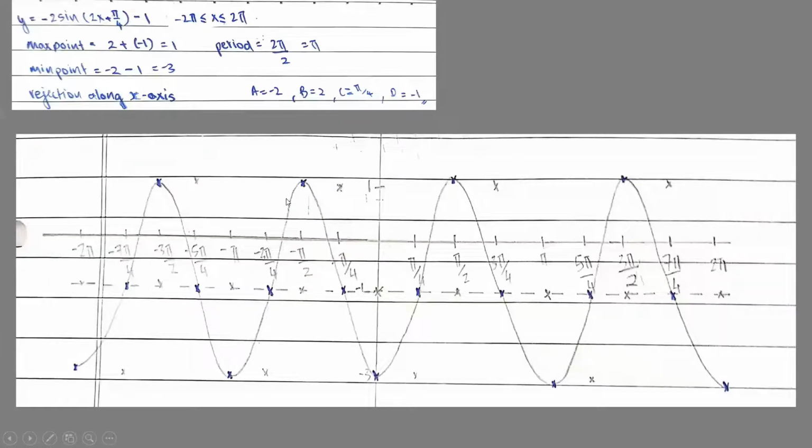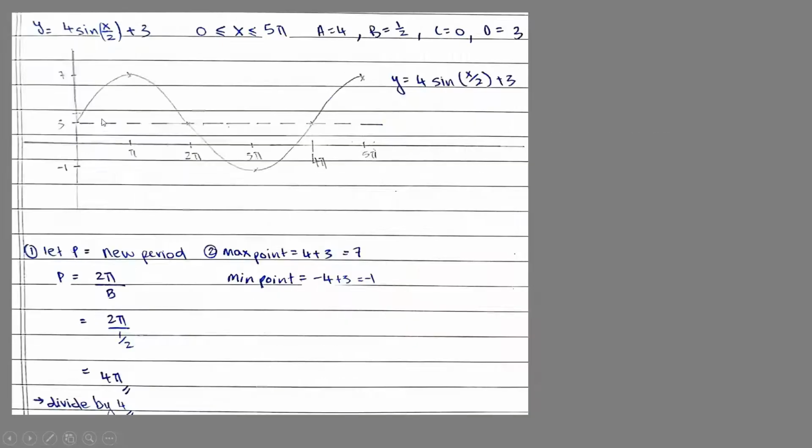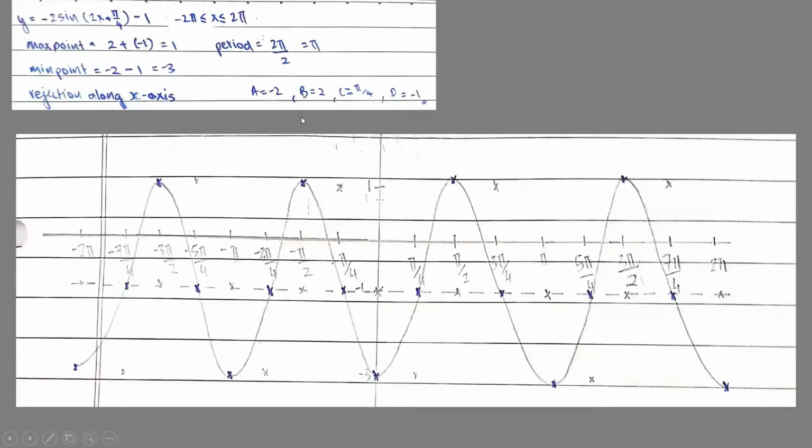So next up, we have another graph, which is y equals negative 2 sine of 2x plus pi over 4, minus 1. Let's look at what's happening over here. There's a vertical stretch and a reflection. Notice that the original graph starts from the origin and goes up first, then goes down. However, in this case, it goes down first and then goes up. Next up, we have a vertical transformation, a horizontal transformation, and a horizontal stretch.